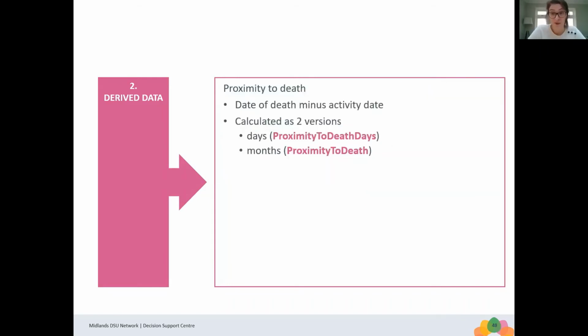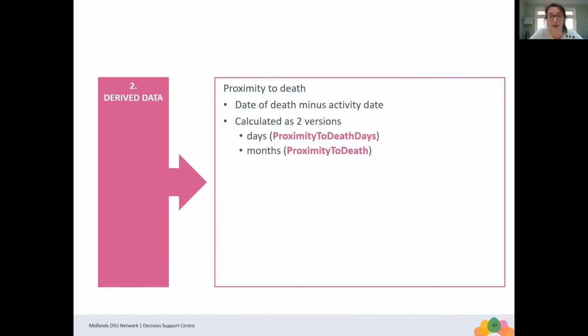Proximity to death was the final key field that I wanted to mention. In some ways, it's quite simple. It's just the date of death minus the activity date. But we do have it calculated in several different ways. So we have it calculated as days, but also months, and those are complete calendar months.